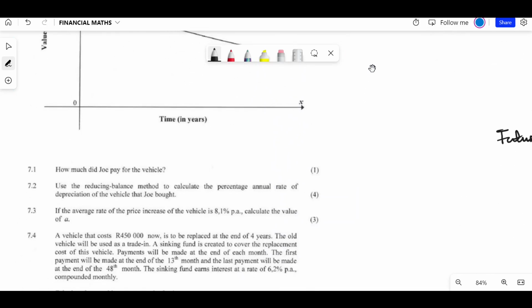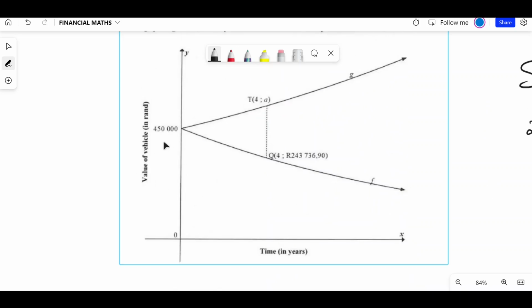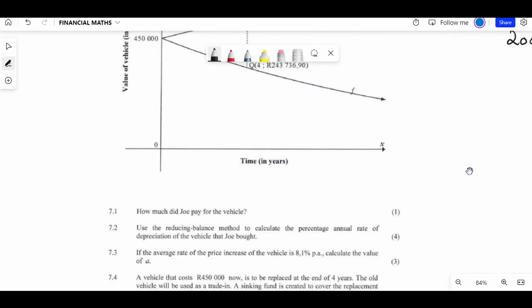How much did Joe pay for the vehicle? That means now, at present, what is the payment made? So with no time passed, when time is 0, what is the price of the vehicle? It's the value of the vehicle when t is 0. So at present the value of the vehicle is 450. That is why it only has 1 mark. Just looking at the graph you can answer that question. The price of the vehicle is 450,000.